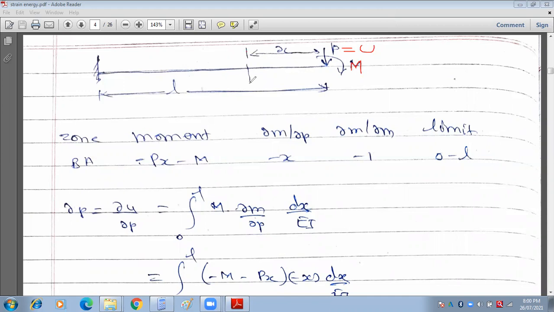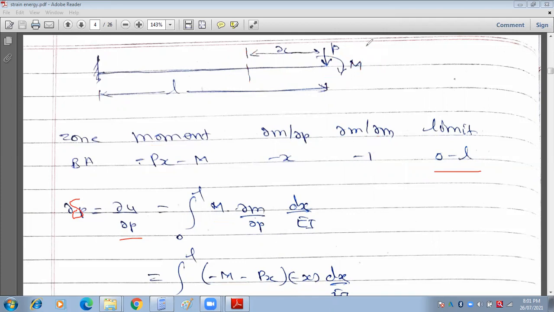Now again let us consider this XX section over here, and the moment about this section will be minus M minus P into x, and the partial derivative of this moment with respect to load is minus x, and the partial derivative of this moment with respect to moment is minus 1, and the limit varies from 0 to L, as we know that this section varies from 0 to L. Now you'll be getting delta is equal to the partial derivative of strain energy with respect to applied load, that is integration M dM upon dP. Put the values, moment is minus M minus Px, and the partial derivative is minus x.